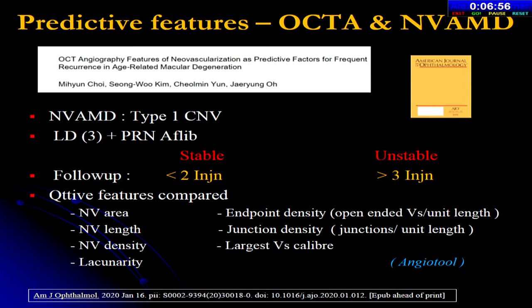And they looked at quantitative features. And in that, they compared a number, neovascular area, length, density, lacunarity, which was a sprouting tendency, endpoint density, which is the number of open-ended vessels per unit length, junction density, which is the number of junctions per unit length, and largest vessel caliber. And then they used various AngioTool-based software analytics.